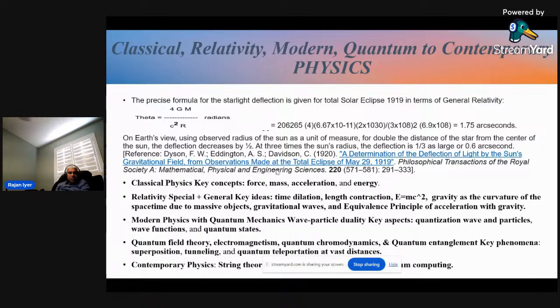So modern physics with quantum mechanics, wave-particle duality, the key aspects are the quantization of waves and particles, wave functions and quantum states. Essentially, it's a field. You can think of particles as a condensed field.